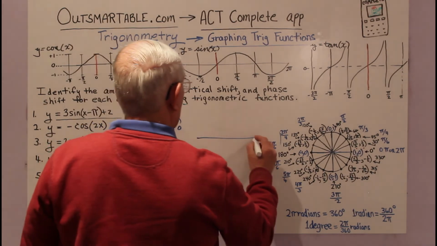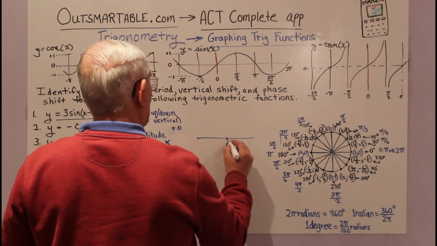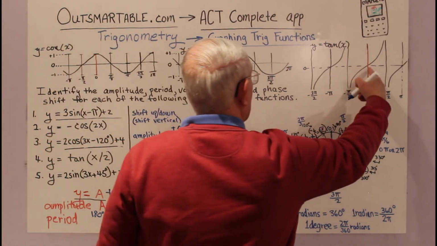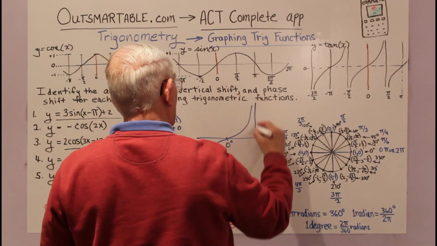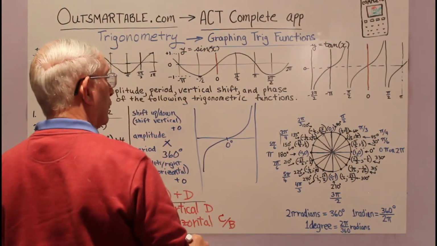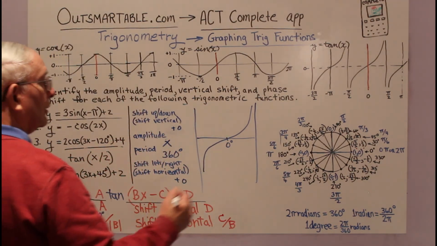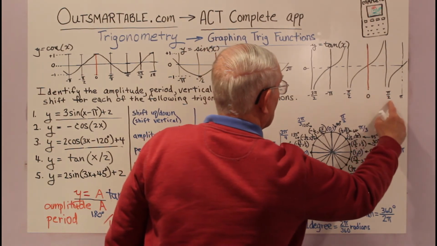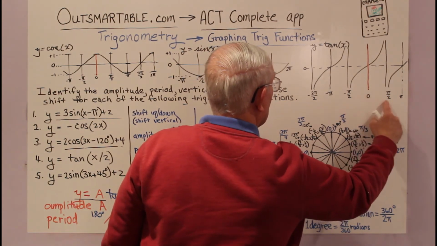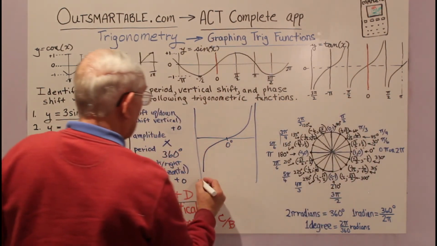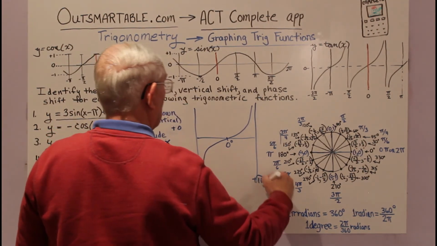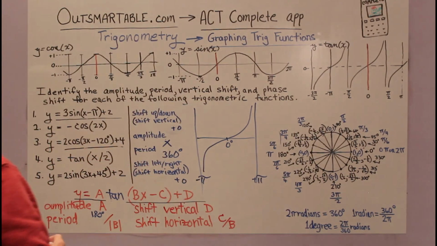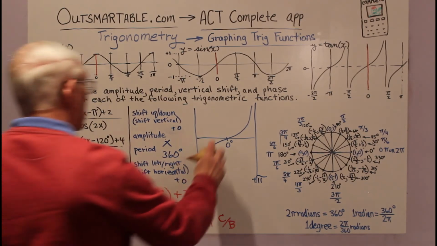So at 0 degrees, we still have a value of 0 for the tangent. But now the period is equal to 360. Instead of equal to pi, it's equal to 2 pi. So now we go from minus pi to positive pi. And then it repeats again every 360 degrees, or every 2 pi radians. Okay, how about this last one?